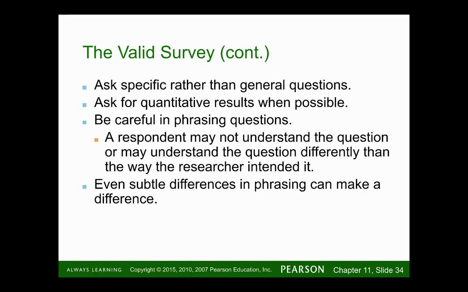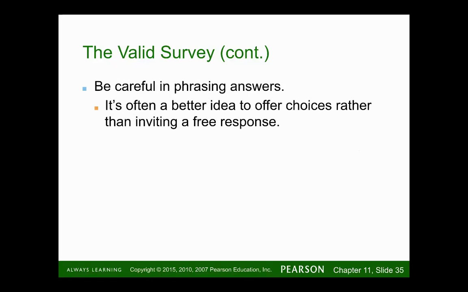Ask specific rather than general questions. Ask for quantitative results when possible. Be careful in phrasing questions. The respondent may not understand the question, or may understand it differently than the researcher intended. A lot of times when I take a survey, they ask me a question and I think of a better question in my head and I don't know how to answer, because I want to convey a message or information. Even subtle differences in phrasing can make a difference. So just be careful in phrasing the questions.